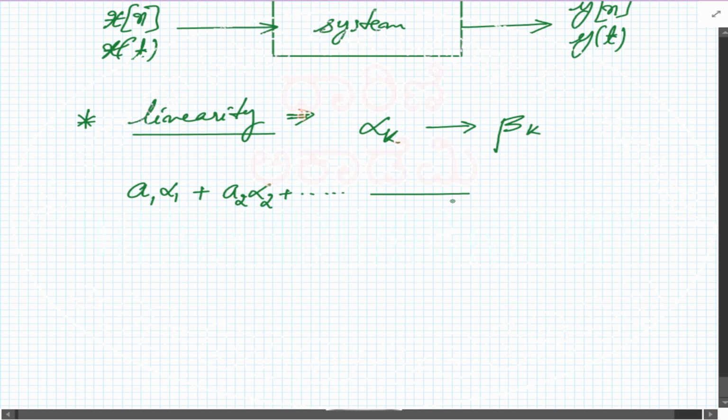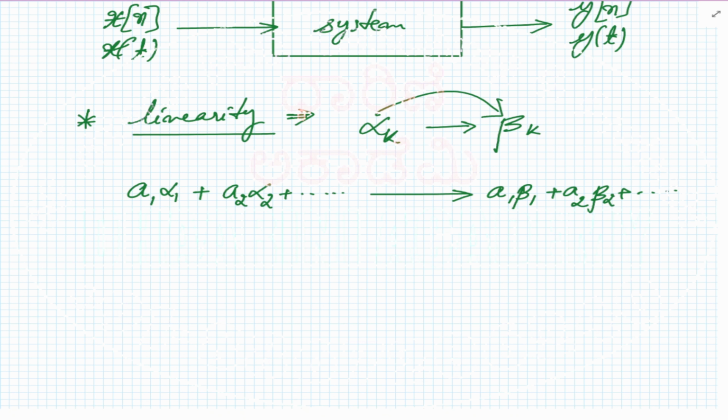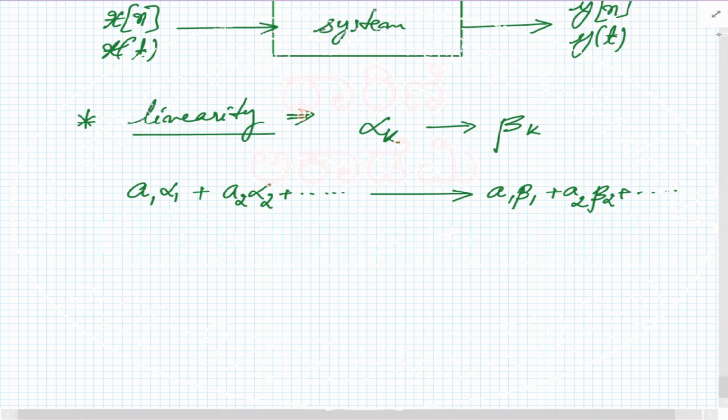then the output should also be representable in the same format: a1 beta 1 plus a2 beta 2 plus dot dot dot. You see, only alpha is getting changed into beta. My constants are remaining the same. If this property gets satisfied by a system, you call that system linear. So that's the first thing.